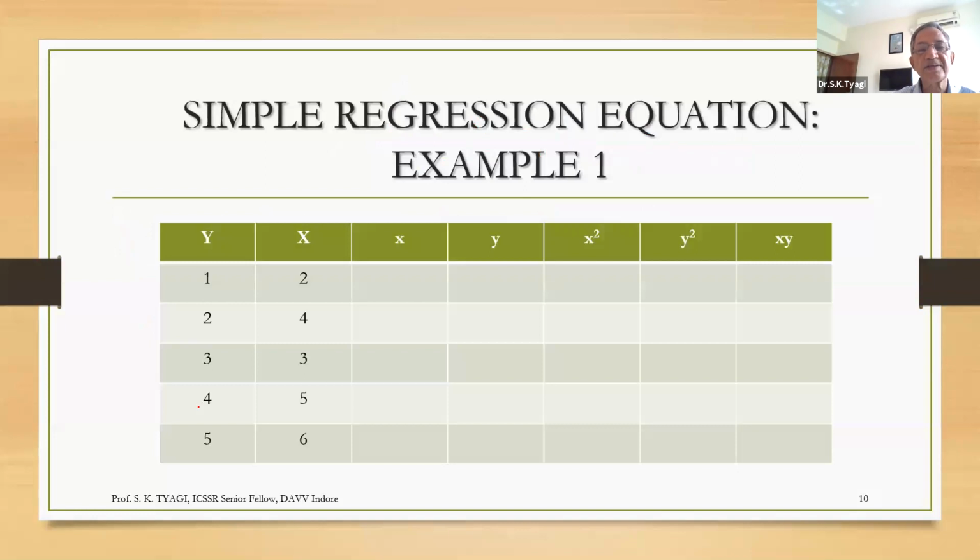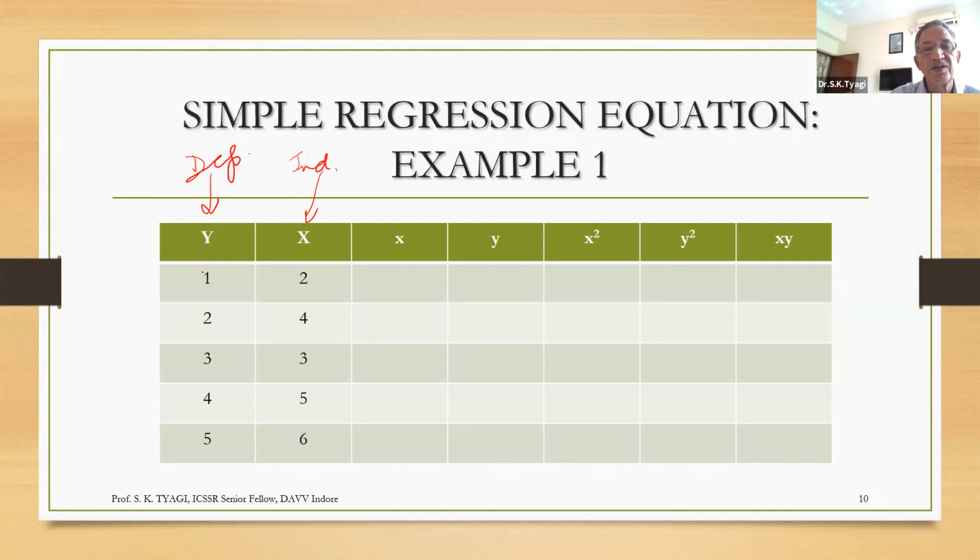This is a very simple example involving just five values. Sample size is just 5. This y is the predicted, dependent variable, and x is the predictor or independent variable. Now the first thing is to find out the deviation from their mean. To find out deviations, you must know what their mean is.